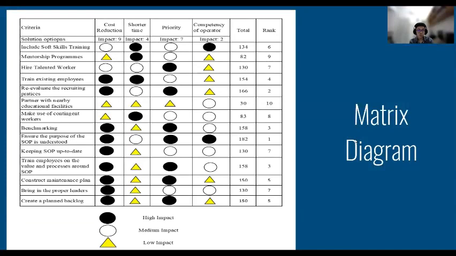The solution option of ensuring the purpose of SOP is understood recorded the highest ranking among the overall 14 solution options, which is 182. This issue must be solved in the company in order to achieve a major improvement in their process.